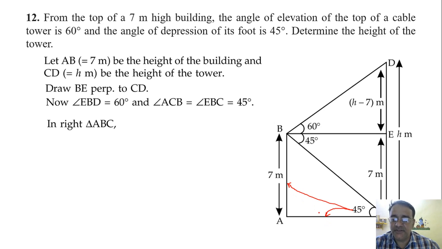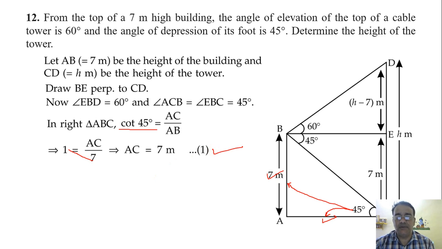So which trigonometric ratio is related with this one? Tan theta, or cot theta. We can use cot theta also, so you should not think about why I am using only tan theta. If you use cot theta, it is adjacent upon opposite, so AC upon AB. And what is the value of cot 45 degree? 1. So 1 is equal to AC upon 7. If you do the cross multiplication, you will get AC is equal to 7 meters. Let it be equation number 1.